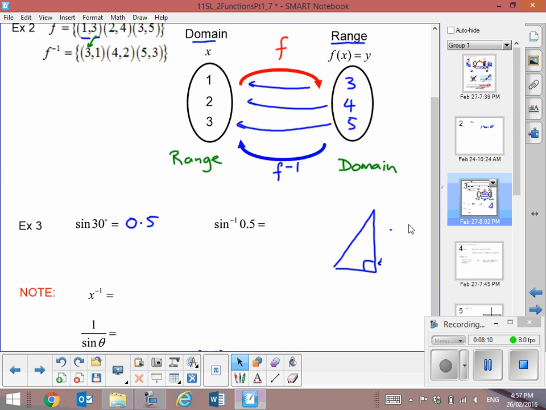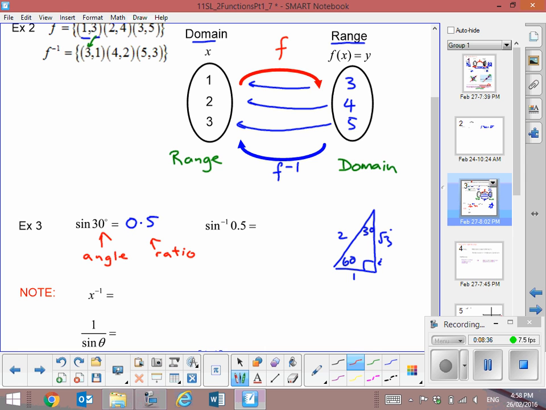All right, so our 60-30 triangle, 60, 30. Do you remember the side lengths? 1, 2, root 3. So sine of 30 is a half, or 0.5. So in this case, remember, this is the angle, and this is our ratio. When we do the inverse, we've got the ratio here, and that gives us the angle. So when I do sine to the minus 1 of 0.5, I get 30 degrees.